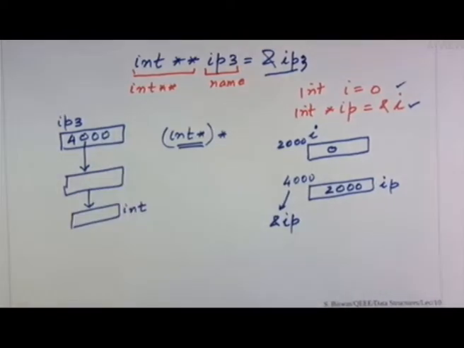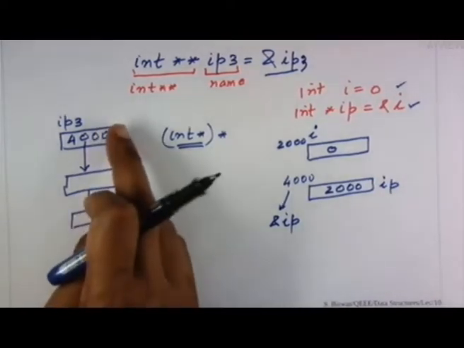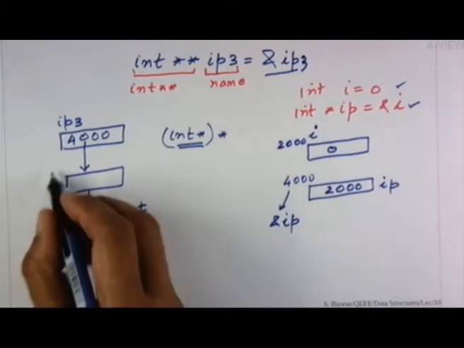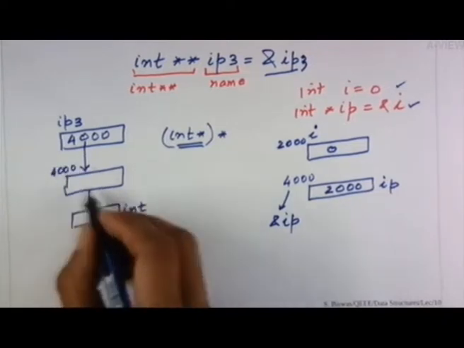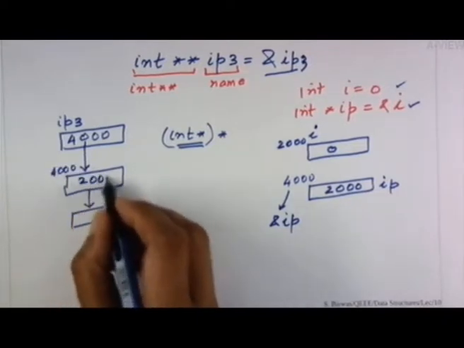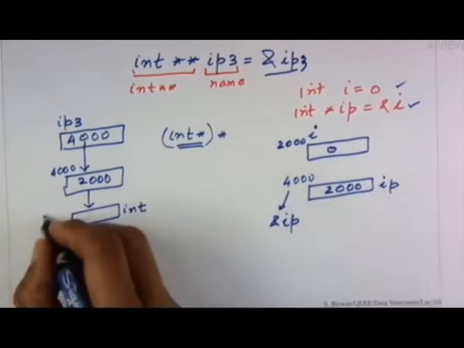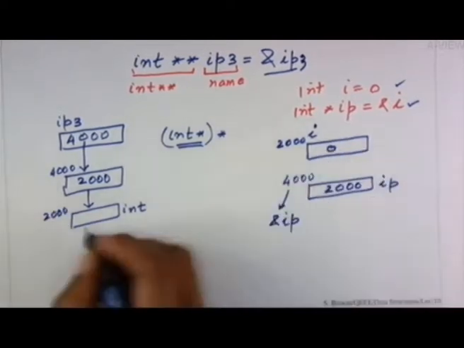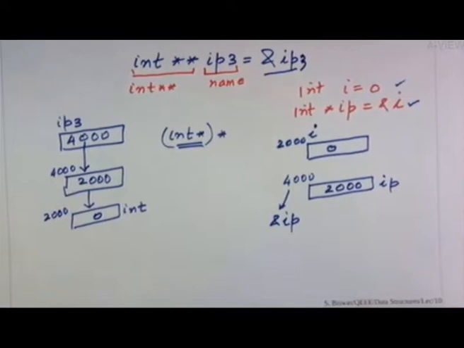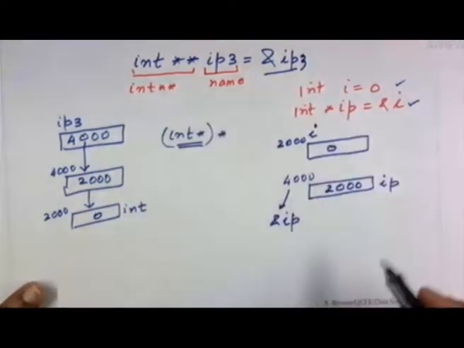And now you can see once I put 4000 in there, you know what is there in 4000. The content of 4000 we already know is nothing but 2000. And we know what is the content of 2000. That happens to be 0. So this whole chain of things is established once this whole assignment statement goes through.